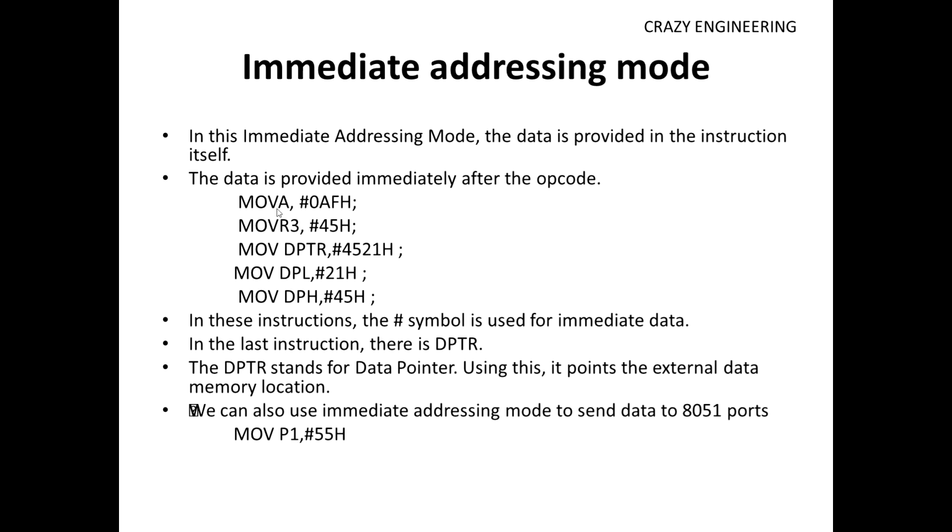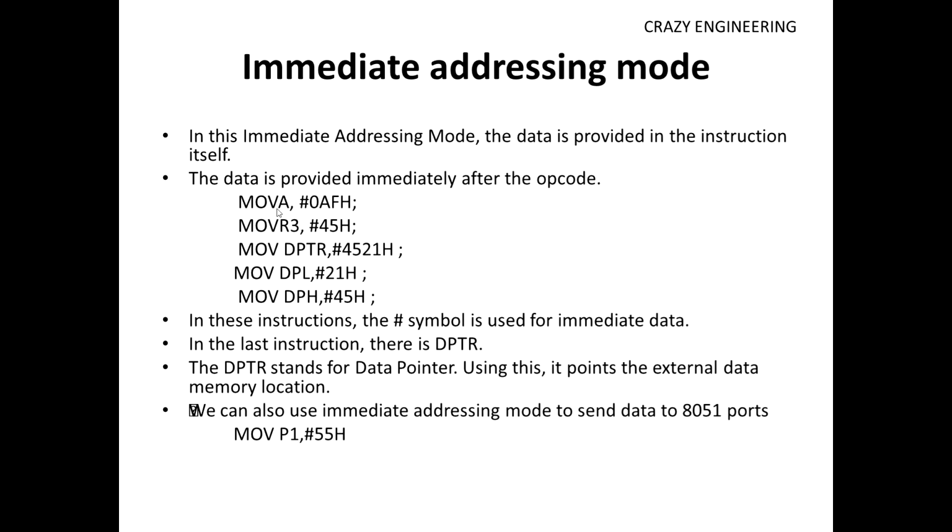Here, the hash symbol is present before the data, which is used to represent the immediate data. In the immediate addressing mode, the symbol is used to point out the data. DPTR is a data pointer, a 16-bit register which is used to point to the external data memory locations. Here in the example, you can see MOV DPTR, #4521H. It can be split into two 8-bit registers, DPL and DPH. DPL is data pointer low and DPH is data pointer high. In the data pointer low, the data 21H is loaded. In the data pointer high, the 45H value is loaded.